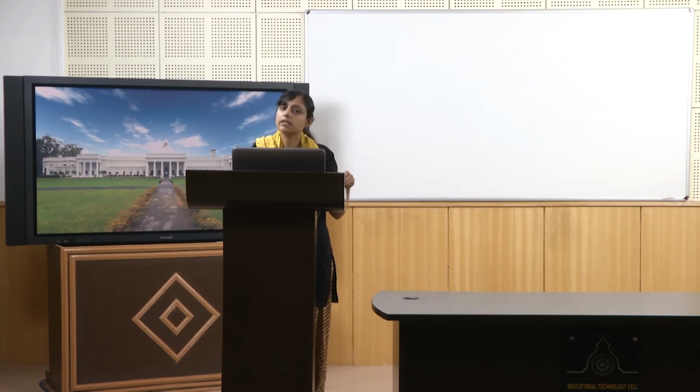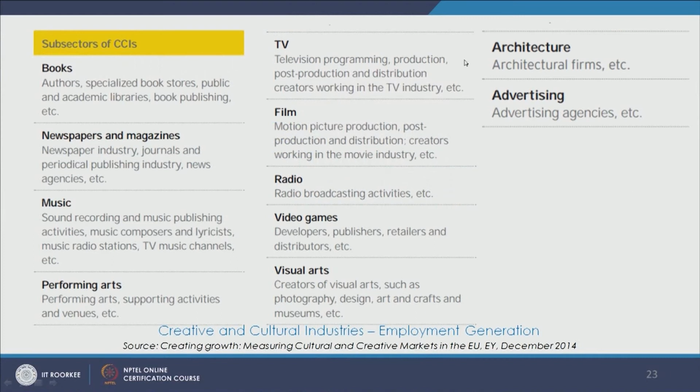We saw different subsectors of creative and cultural industries, where we can see again architecture, visual arts and performing arts. Here in the visual arts category, Europe has put arts and crafts. We see it over here, it also has design.